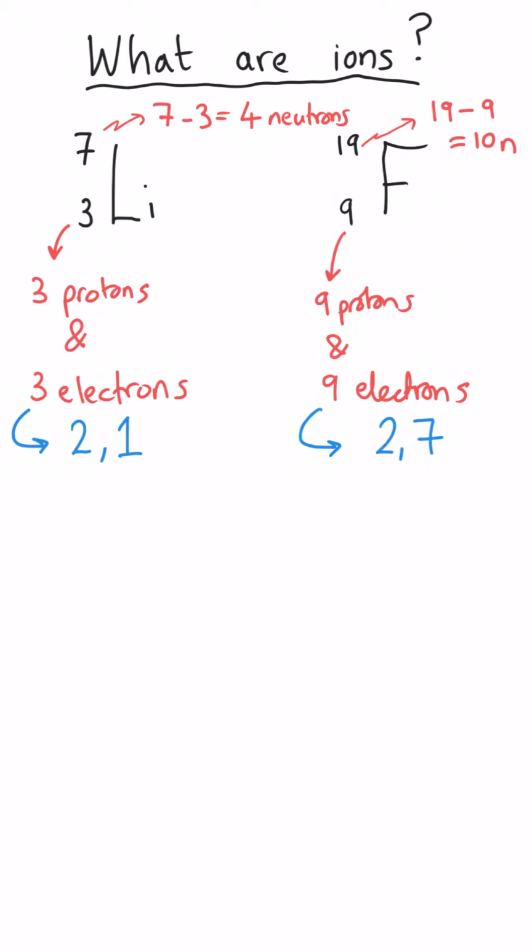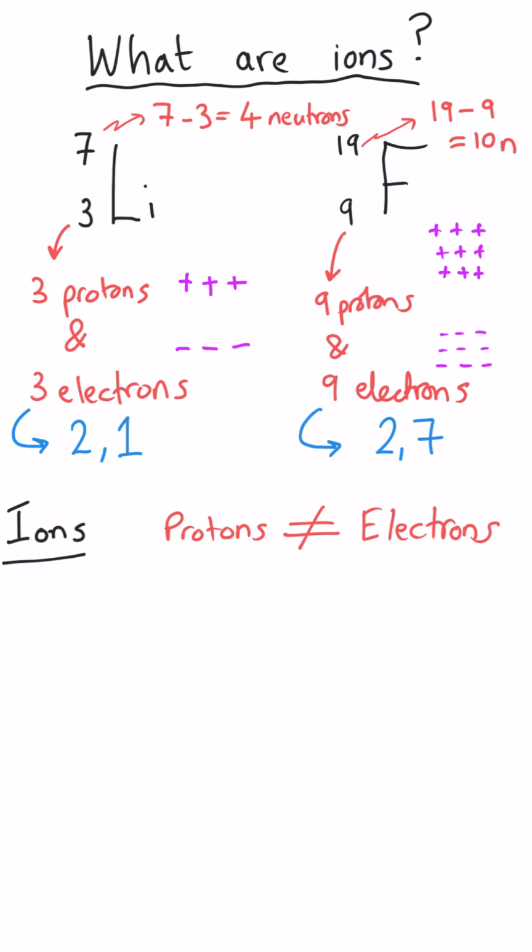Now, ions are atoms that have done something a bit different. So you'll notice here that the protons and the electrons are the same. For lithium, 3 positive protons, 3 negative electrons. For fluorine, 9 positive protons, 9 negative electrons. Well, what happens for ions is the protons and electrons are not the same number. So if we take lithium, but this time lithium has got 3 protons and only 2 electrons, that means that there aren't enough negative electrons to cancel out the positive charge of the protons. So overall, lithium will have a 1+ charge.